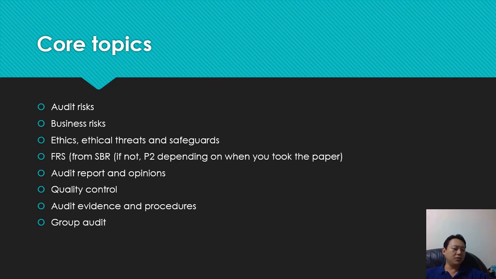Evidence and procedures are also a regularly tested topic. You can expect procedures to be a regular feature, right? Do not cut corners and skip this, right? It is unwise. And interestingly, in the recent exam papers, September 18, the topic of group audit appeared, right?